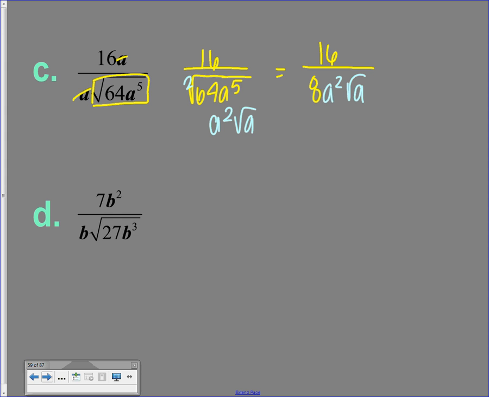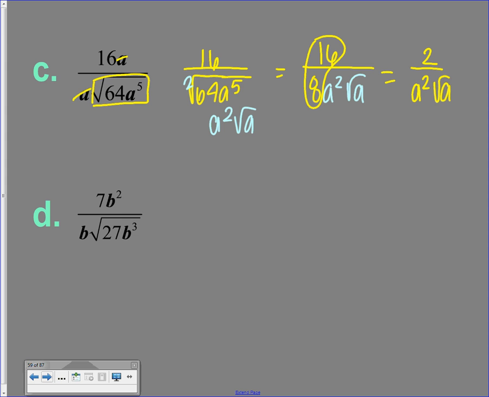We're basically just building on the skills from yesterday, nothing really too new. At this point, you should see that 16 over 8 reduces to 2 over a squared times the square root of a. And now it's as simplified as possible.